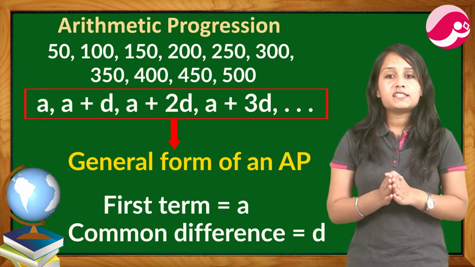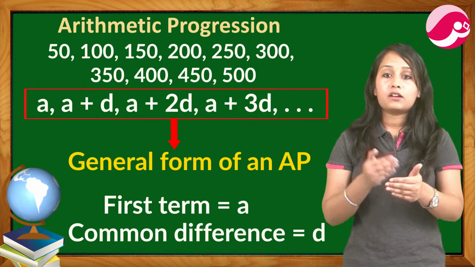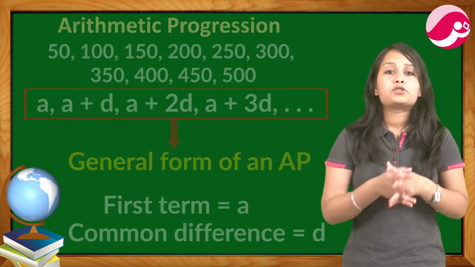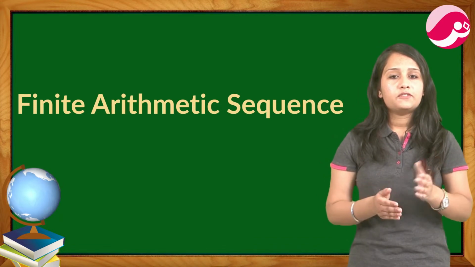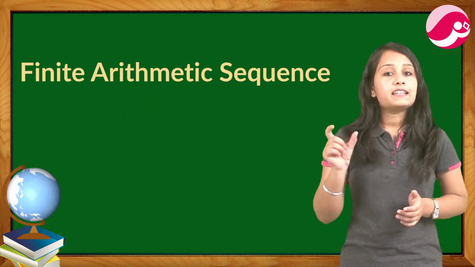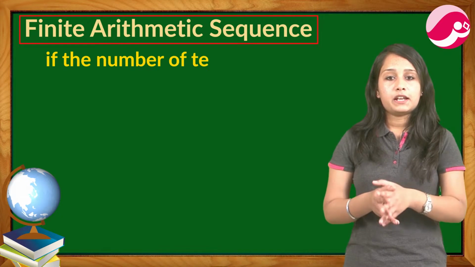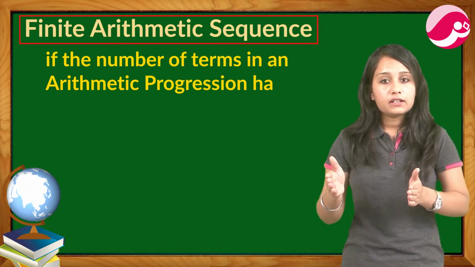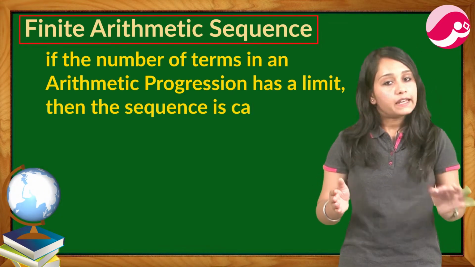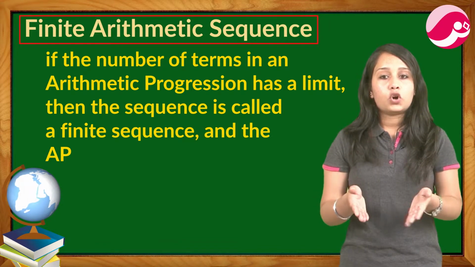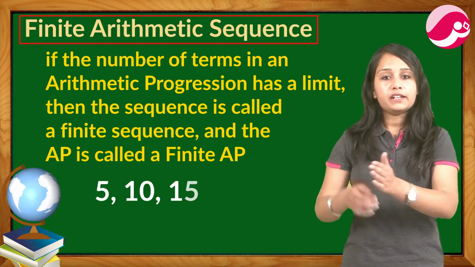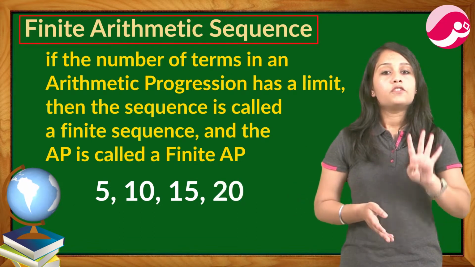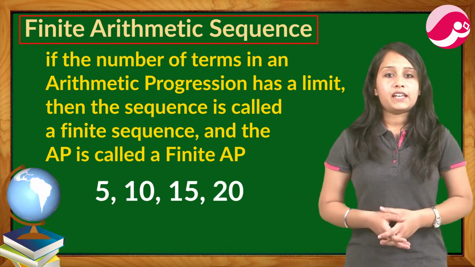Now that we have discussed arithmetic sequence and the pattern it follows, let us see the types of AP. Finite arithmetic sequence. Now we all know that if something is finite, then it has a limit. So, if the number of terms in an arithmetic progression has a limit, then the sequence is called a finite sequence, and the AP is called a finite AP. For example, 5, 10, 15, 20. This sequence has 4 numbers. So it's a finite AP.